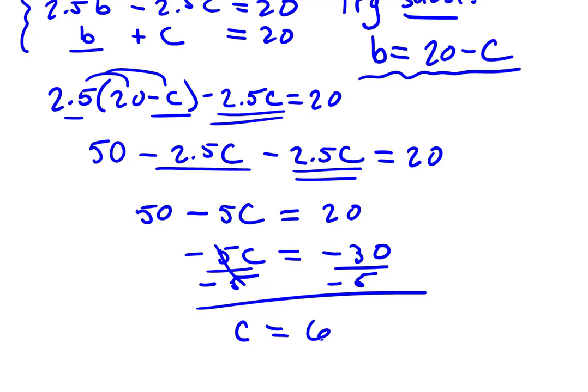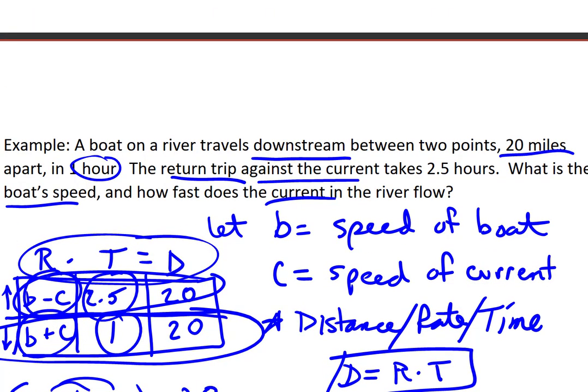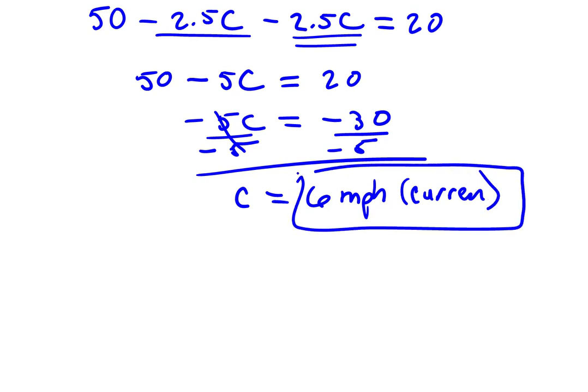Now remember, our whole point was to find two things: the speed of the boat, that's B, and the speed of the current, that's C. So we found C. We should be a little more descriptive though. If you go back and check on the units, it looks like the distance given is in miles and the time is in hours. So we can say comfortably 6 miles per hour is the speed of the current. So at least now we're describing our answer. That's part of what we were being asked.